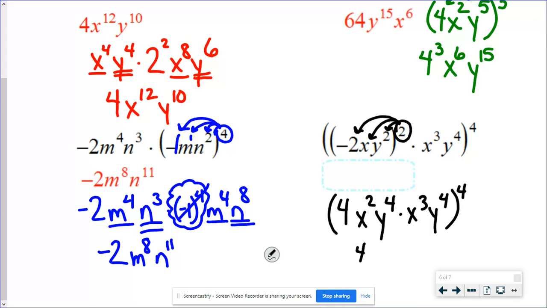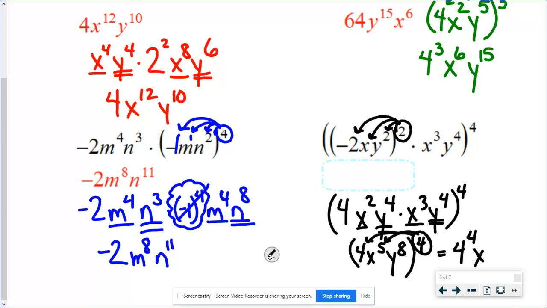4, and now I've got x's. I've got x squared, x cubed, x to the 5th. Y to the 4th, y to the 4th, that's y to the 8th when we add those exponents. And I'm still going to have that 4 on the outside. That's going to distribute. 4 to the 4th power should be, I believe, 256. Let me just write it as 4 to the 4th power right here. X to the 20th power, and y to the 32nd power. So 4 to the 4th, 256, x to the 20th, y to the 32nd.